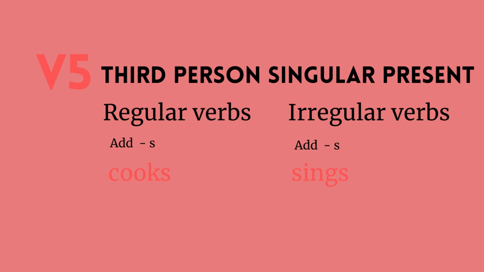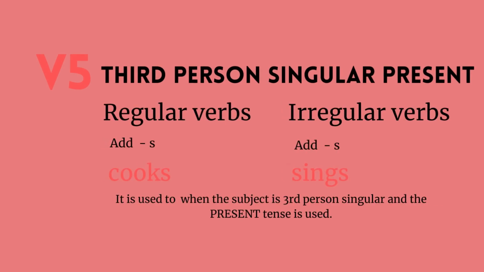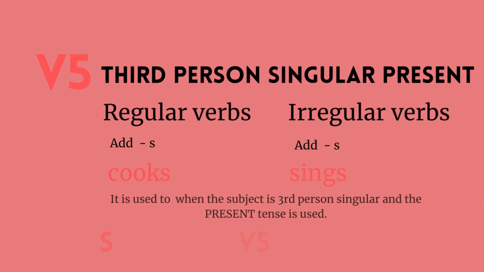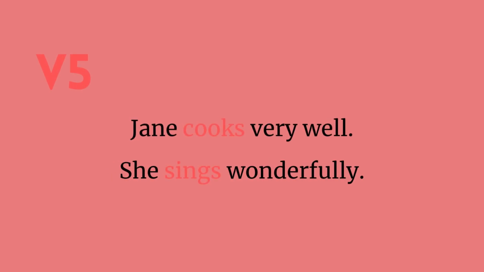Do note that we use the V5 when the subject is a third person singular. So we have Jane cooks very well. She sings wonderfully. So the verb changes from cook to cooks and sing to sings. Again, this is always used with a third person singular and mostly in the present tense.